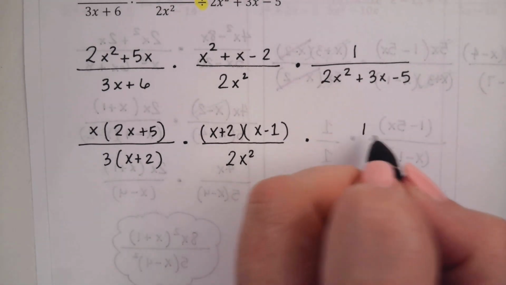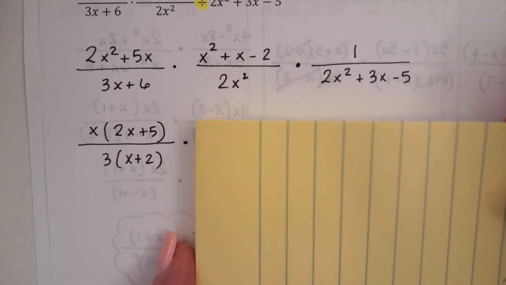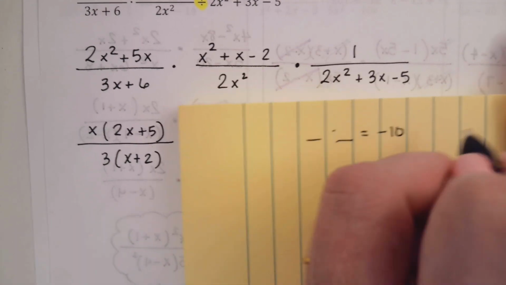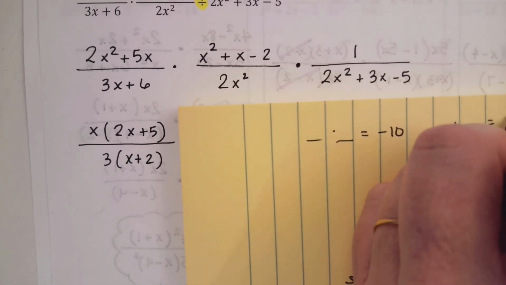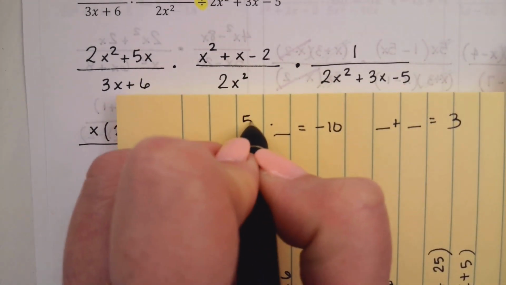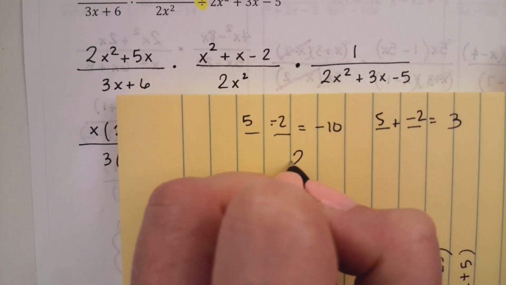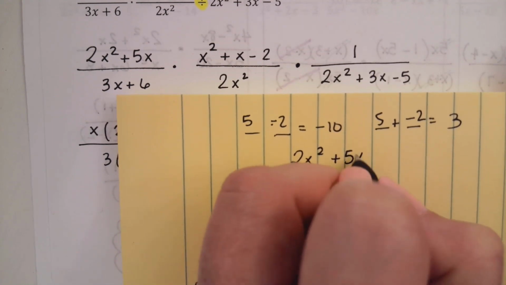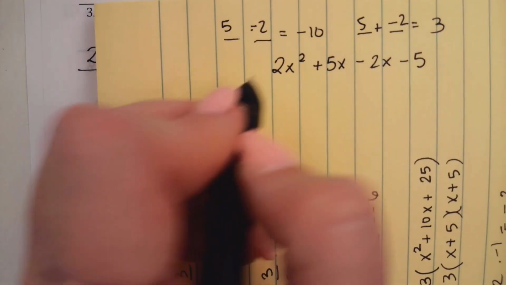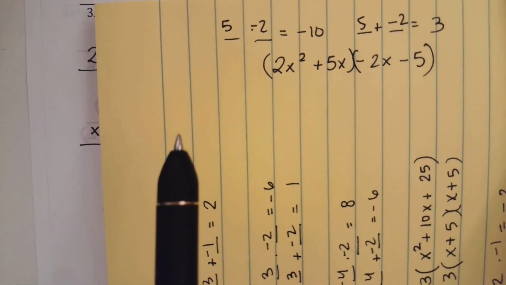Okay, and then for the last one, split the middle. Let's see. Two numbers that multiply to -10, but they need to add to 3. 5, -2. Okay, so I'm going to split my middle term with that 5 and -2. It doesn't matter which order. You get the same final answer.